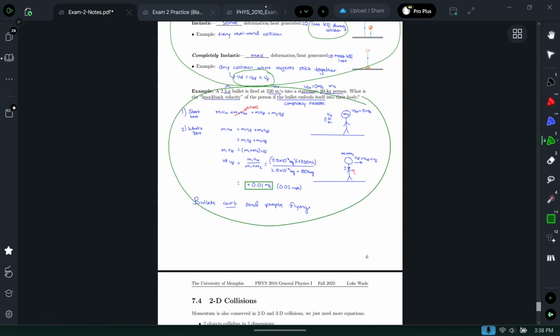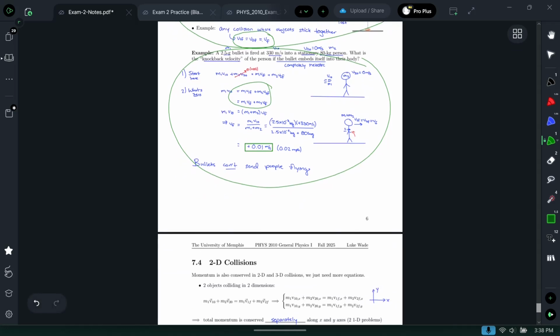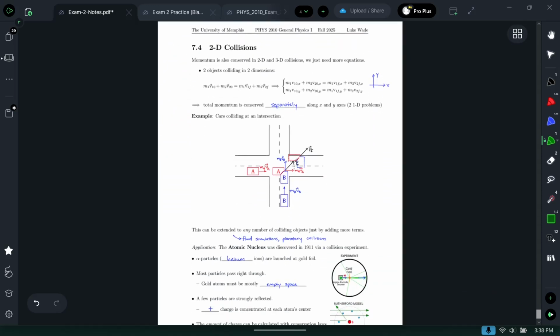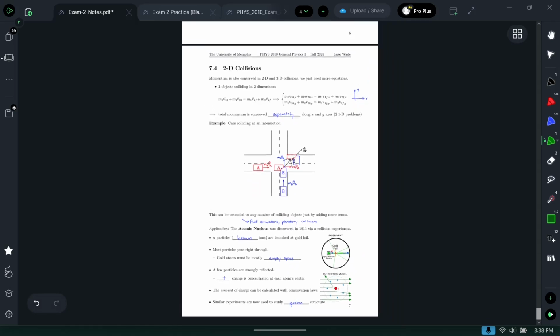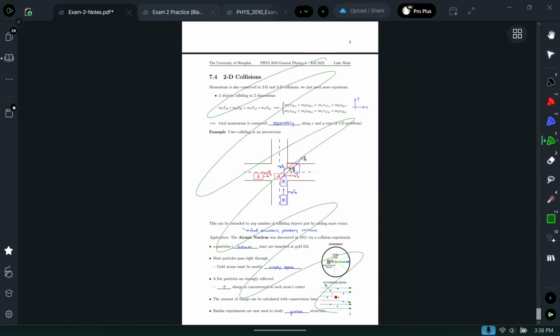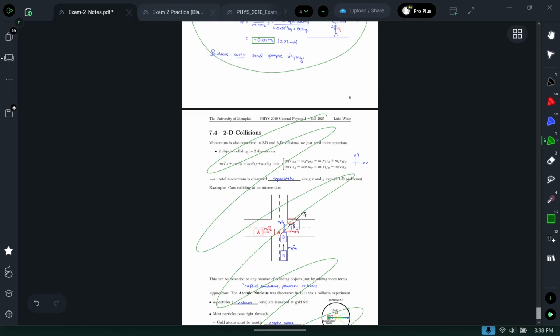This question right here is an example of a completely inelastic collision, where you had to do that thing I mentioned of saying V1 final and V2 final are equal. So I did that right here. And otherwise, it's still the same process as any other momentum conservation problem. All right, and this last page I had said in class already is not relevant for the exam.